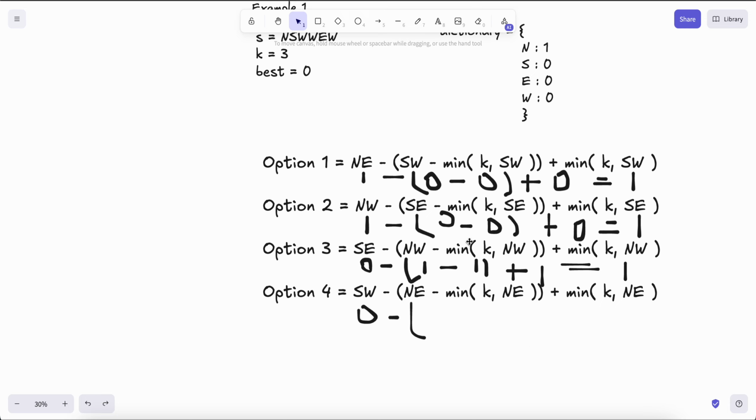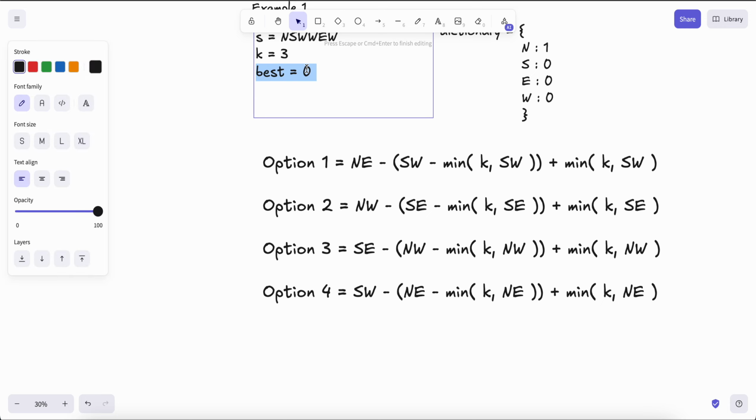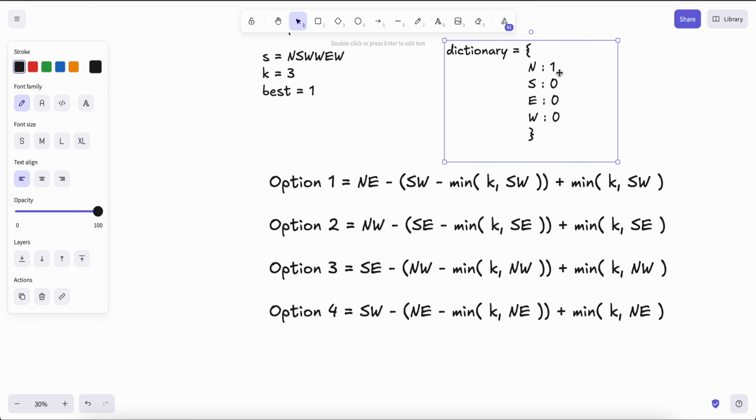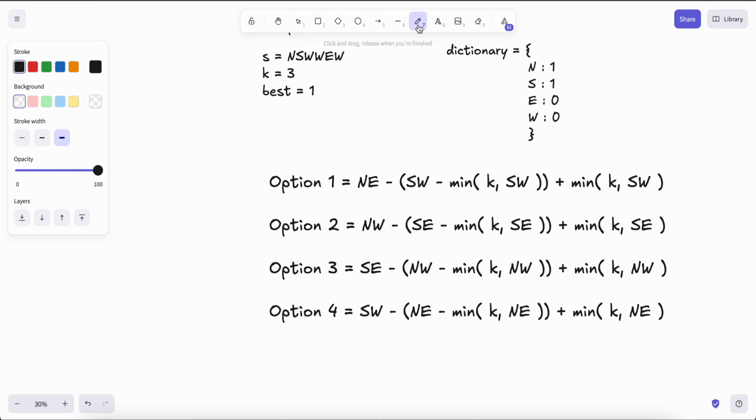Alright, in the second case you have to add the value of s inside the dictionary. So the best value for the first index is 1. Now we're going to add the value of s inside here. So what we're going to have here is 1n and 1s. Now let's do the equation again. NE is actually 1 minus SW is actually 1 minus the minimum of k and 1 is 1, and then you're going to plus 1. So option 1 for index 1 in the string is 2.